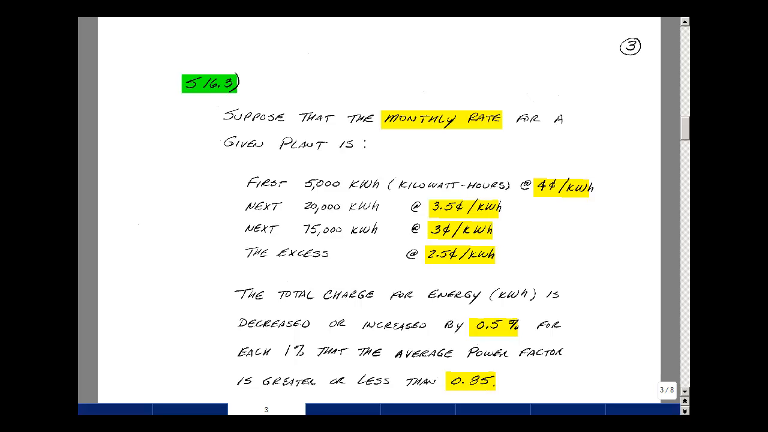Suppose that we have the following monthly rate for a given power plant, where for the first 5,000 kilowatt hours of power consumed, we pay a rate of 4 cents per kilowatt hour. For the next 20,000, 3.5 cents. For the next 75,000, 3 cents. And anything above that, 2.5 cents. Now the total charge for energy is decreased or increased by 0.5% for each 1% that the average power factor is greater than or less than 0.85.